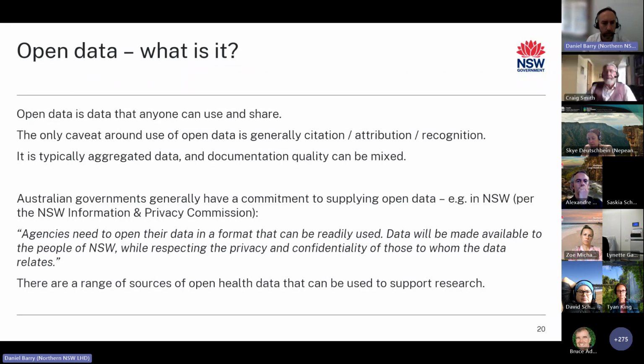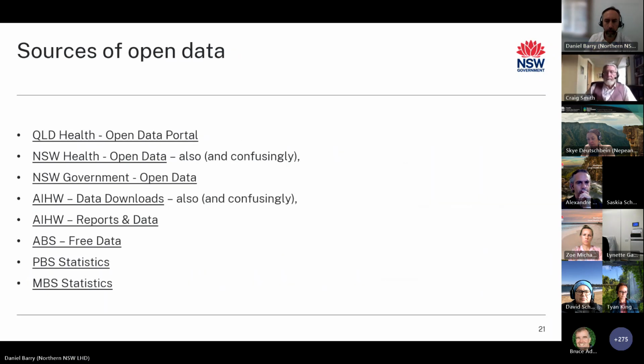So in New South Wales, agencies need to open their data in a format that can be readily used. Data will be made available to the people of New South Wales whilst respecting the privacy and confidentiality of those to whom the data relates. And that's from the New South Wales Information and Privacy Commission. And there's a range of sources of open health data that can be used to support research.